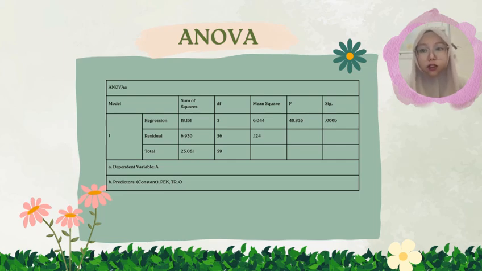The model accounts for 18.131 out of 25.061 total variation with a high F statistic of 48.835, indicating strong model significance. This confirms the model's effectiveness in explaining the factors influencing acceptance.